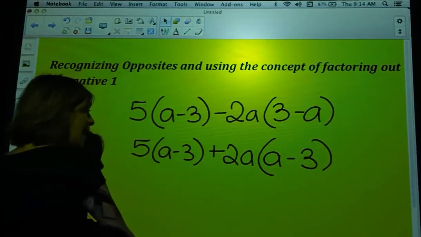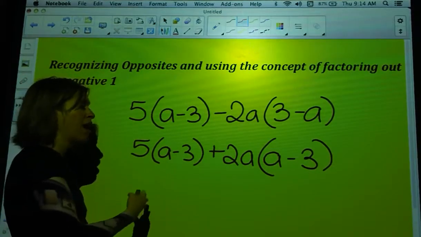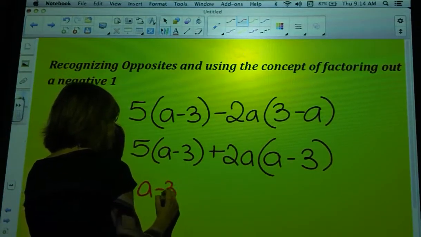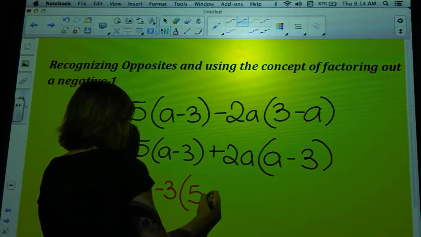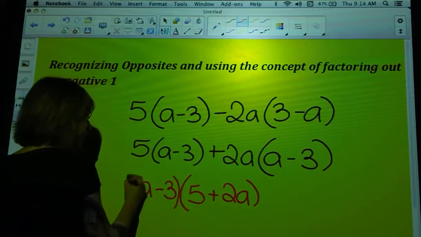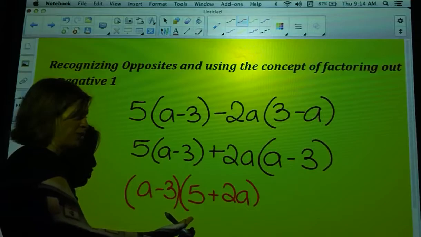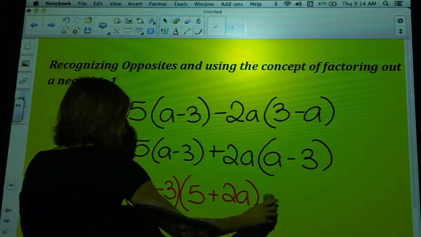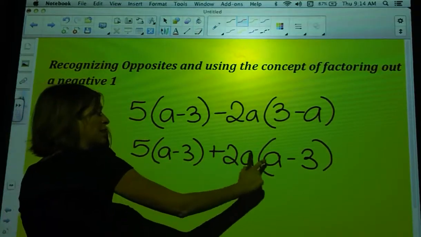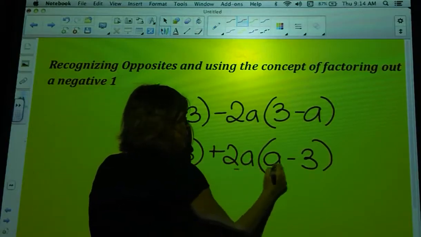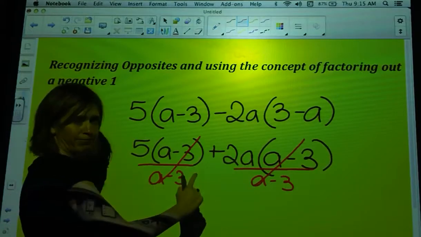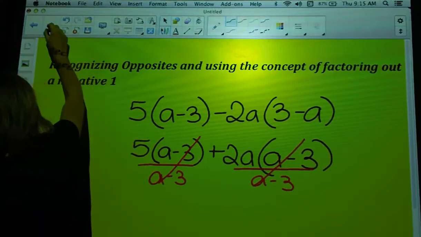Okay? All right, now I see a common factor. That common factor is a minus 3. So I'm going to pull out the a minus 3, and I'd be left with 5 plus 2a, these outer terms here. And there again, I have actually factored out the GCF. Now one thing I want to remind you about in this situation is if you're unsure of what you're going to be left with, remember, take your GCF, which we said was a minus 3, and just divide it into both terms, and that's going to be what you're left with, so 5 plus 2a. Okay? All right, let's make it a little bit harder.